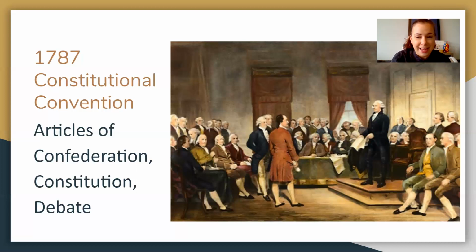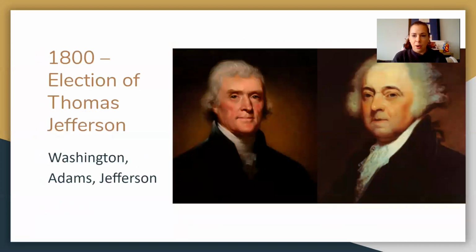Some of the most famous Anti-Federalists at this time are James Adams and Thomas Jefferson. Although Thomas Jefferson is not present at the Constitutional Convention, most of his feelings are represented by his friend James Madison. Which leads us to our next important date, 1800, the election of Thomas Jefferson.